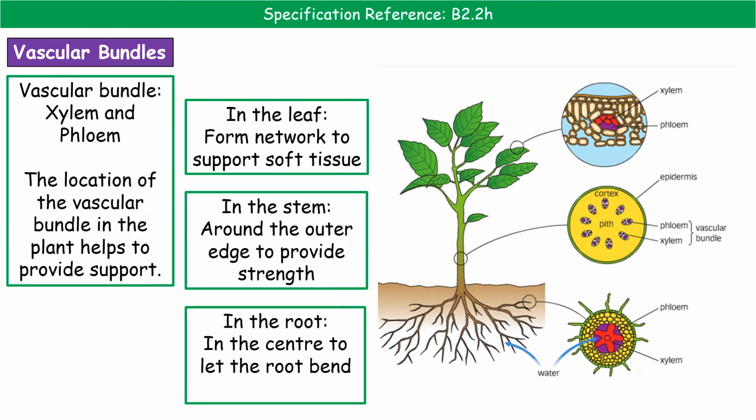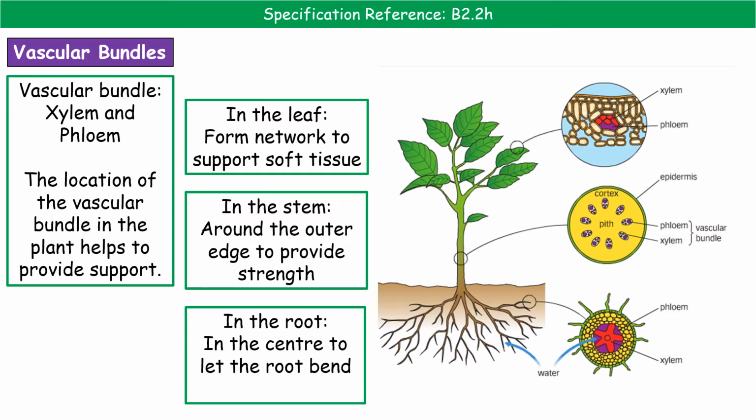What we then find in terms of how this is all organised, the xylem and the phloem go together in a structure called a vascular bundle. Now the location of the vascular bundle in the plant is all to do with providing support, and different regions of the plant find those vascular bundles in different places.